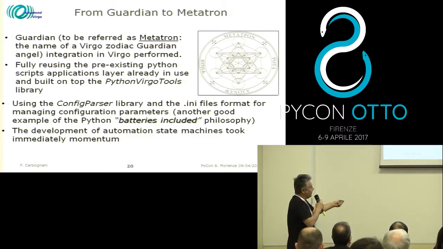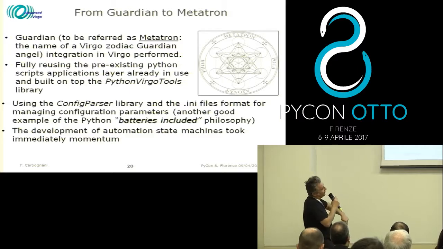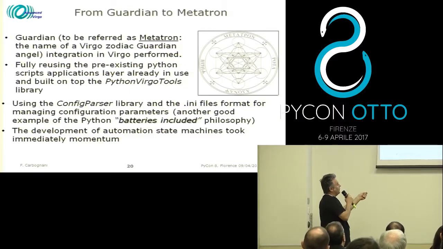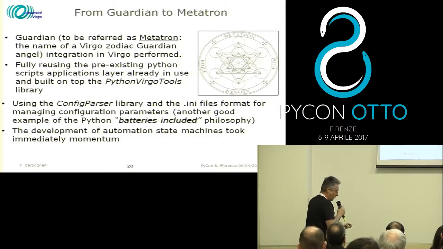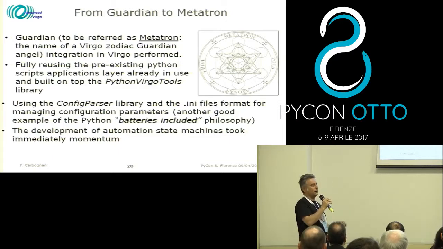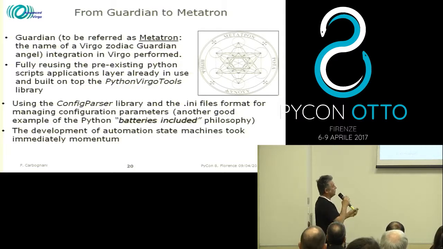So we have performed the integration of Guardian in Virgo. We call it Metatron, and we are fully reusing whatever was available before. There were already some scripts scattered around for dealing with the need of supervisory control. We collected all together, and also everything is based on the library I mentioned before, these Python Virgo tools.